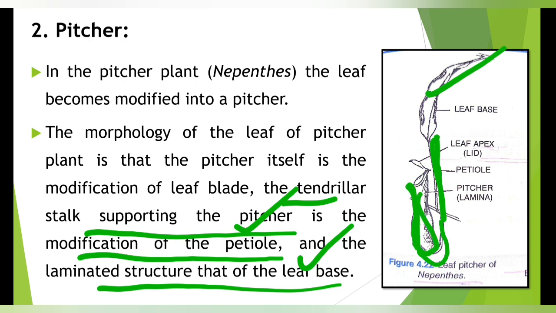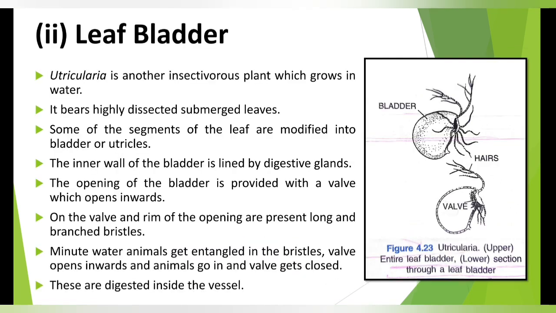Then the pitcher structure is the modified version of your leaf lamina. So here the entire leaf is converted and modified to form the pitcher. Then leaf bladder, which is present in Utricularia.